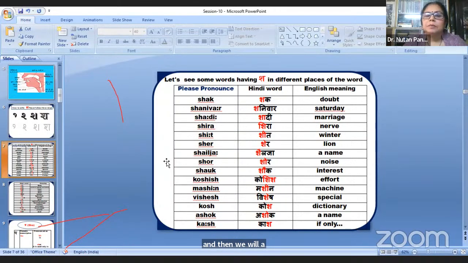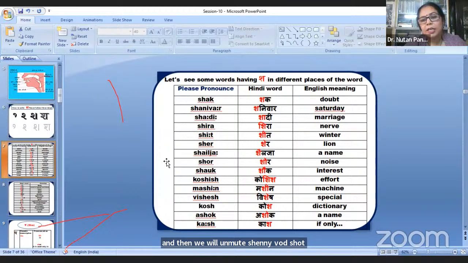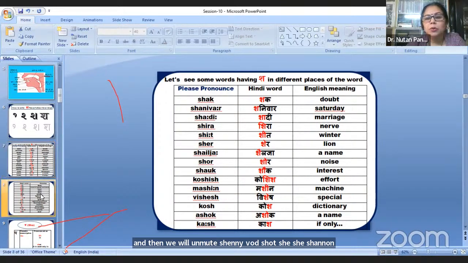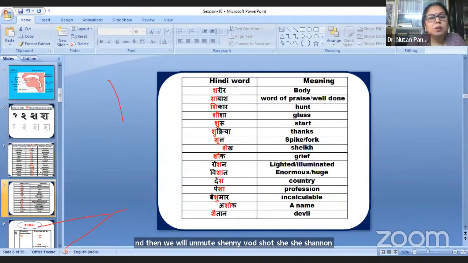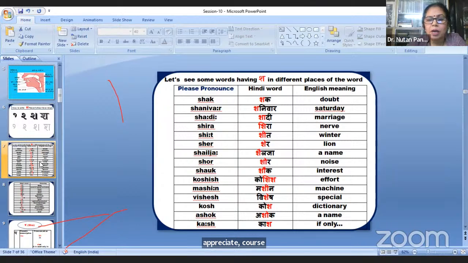Shak. Shanivar. Shadi. Sher. Shelja. Shor. Shok. Shok. Koshish. Mashin. Vishesh. Kosh. Ashok. Kash.